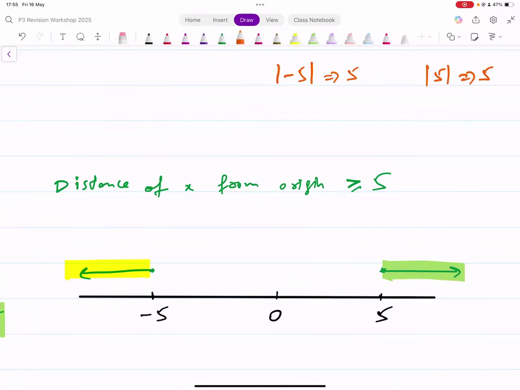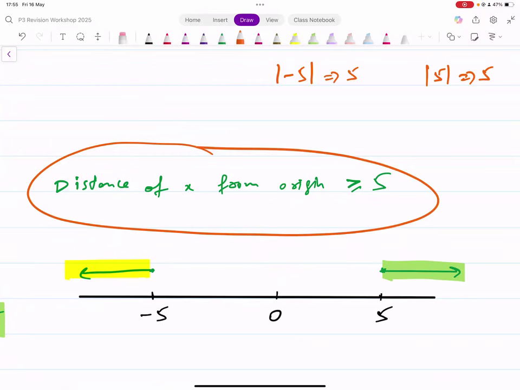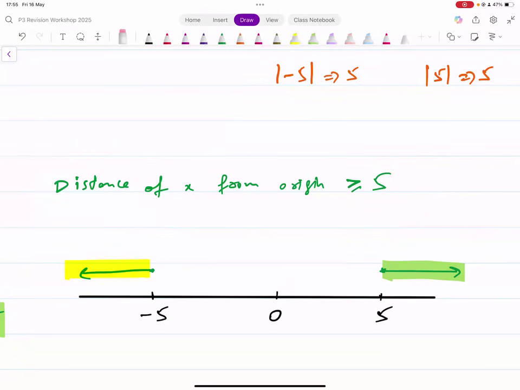Modulus can be understood like this as well, that it represents the distance of this number from the origin. For example, if I have 0 in the middle, that's the origin. One number is -5, the other number is +5. How far are these numbers from the origin? They are 5 units away from the origin. So we get 5 as the result from both of them. Both of them have a distance of 5 from the origin.